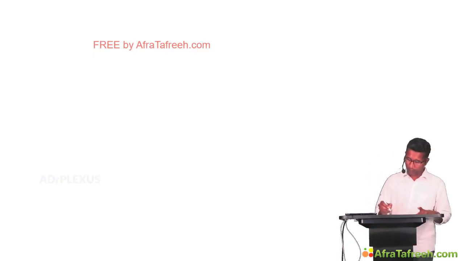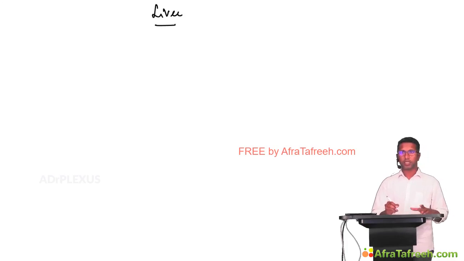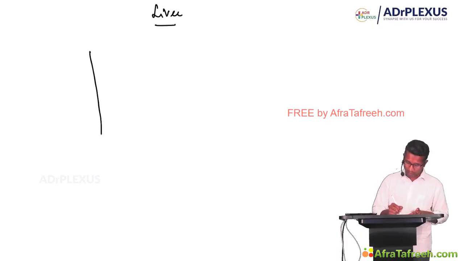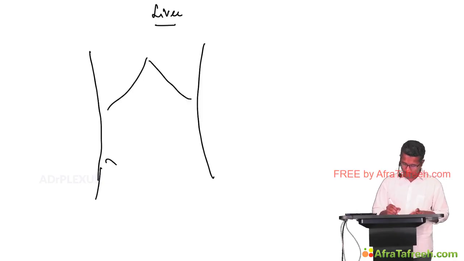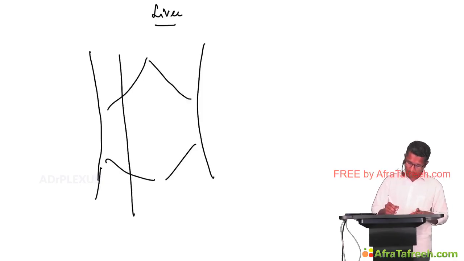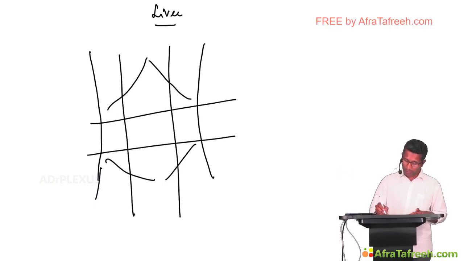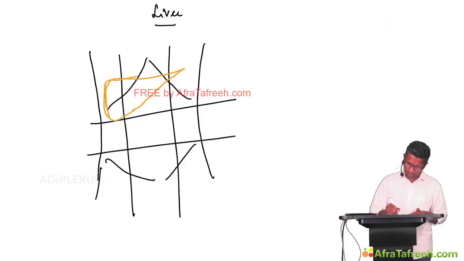If you see here, the liver is an organ which is present in the abdomen on the right side. You all know that the abdomen is divided into 9 quadrants. So let us consider this is the costal margin, and this is the hip bone region, the pelvic bone region. You divide the abdomen into 9 quadrants. The liver occupies these 3 quadrants mainly.